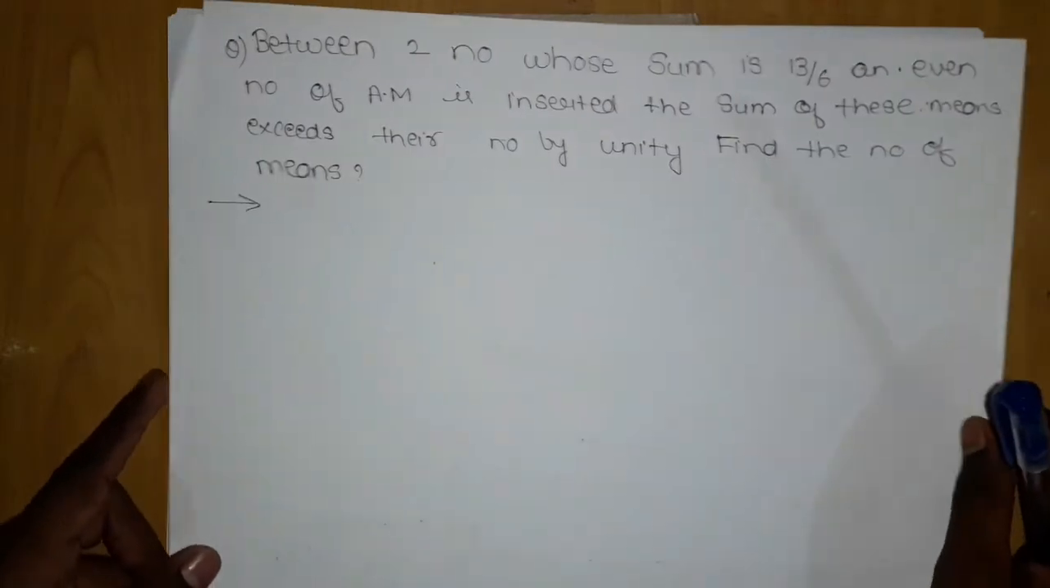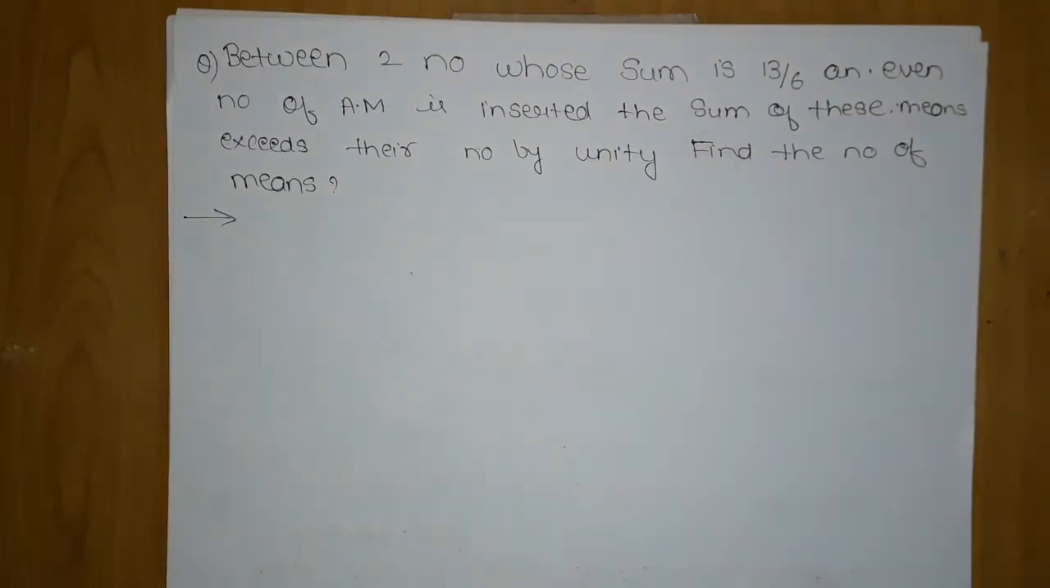The first question which we are going to understand is as follows. Between two numbers whose sum is 13 by 6, an even number of AMs is inserted. The sum of these means exceeds the number by unity. Find the number of means.